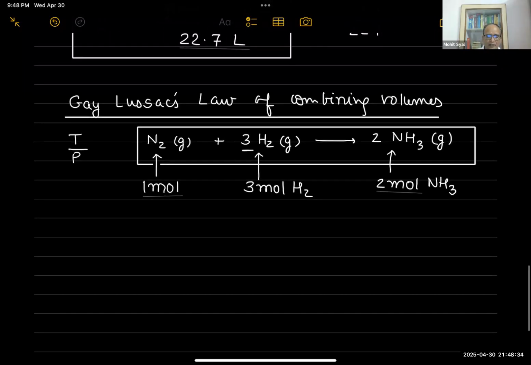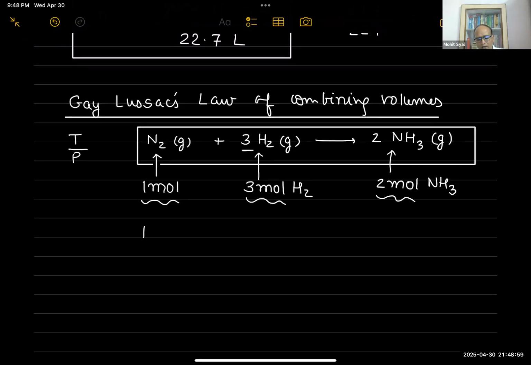So when the gases react with each other, what is the law? That is very simple. That moles are proportional to the volume. Just now we have seen. You can relate in the same way by which you have related the moles. By looking at their coefficients, you can also relate their volumes.